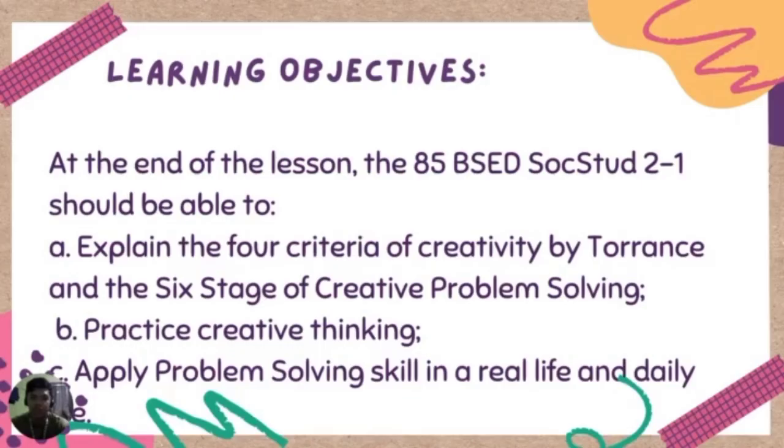Okay, let's move on to the learning objectives. At the end of the lesson, 85% of BSED Social Studies 2-1 should be able to: A. Explain the 4 criteria of creativity by Torrance and the 6 stages of creative problem solving. B. Practice creative thinking. And C. Apply problem solving skills in real life and daily life.